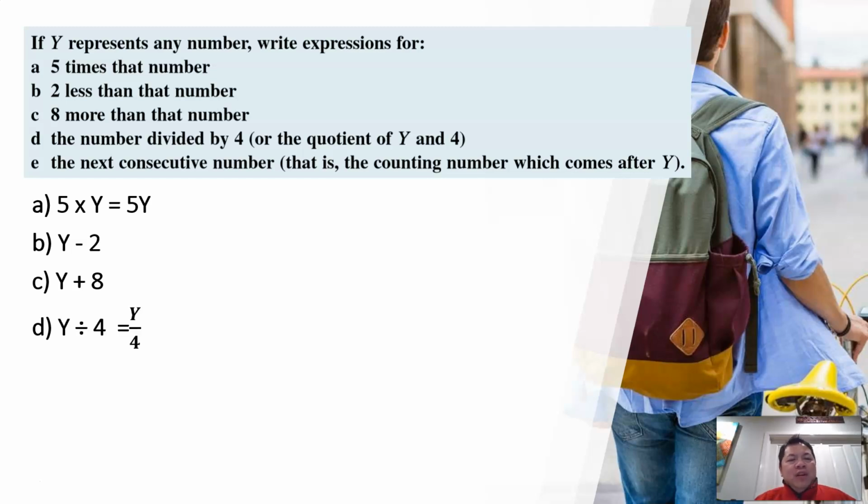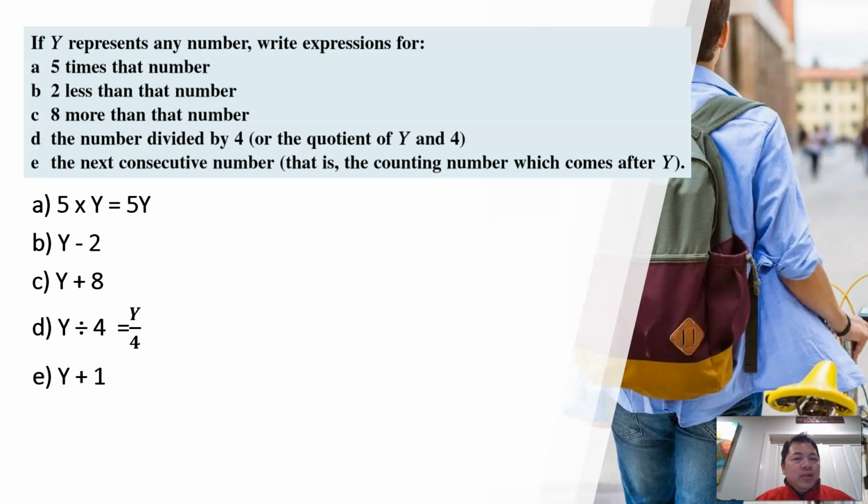They say the number divided by 4 or the quotient of y and 4. Okay, number is divided by 4. Y divided by 4. Remember, we don't see multiplication and division sign, so you actually have y over 4 as the answer. What is the next consecutive number? If y is the number, what's the next one? So after it, it's just a difference of 1, so that's why it's y plus 1.